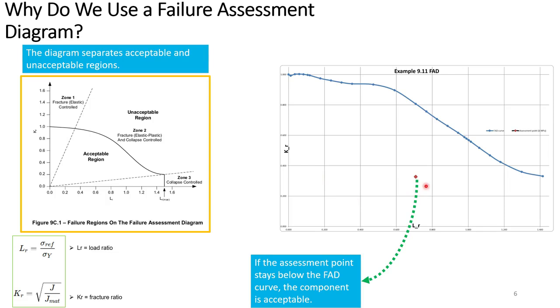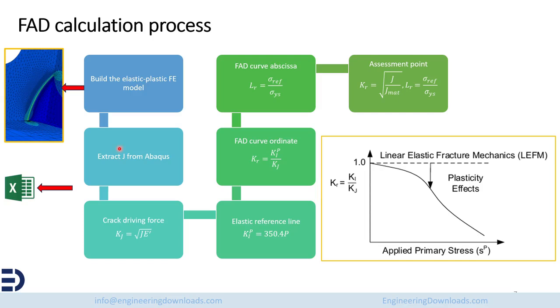If that point stays below the FAD curve, the component is acceptable. If it goes above the curve, it is not acceptable. So the value of the FAD is that it turns a complex fracture mechanics assessment into a clear visual decision. This slide shows the full FAD calculation process in a similar way.